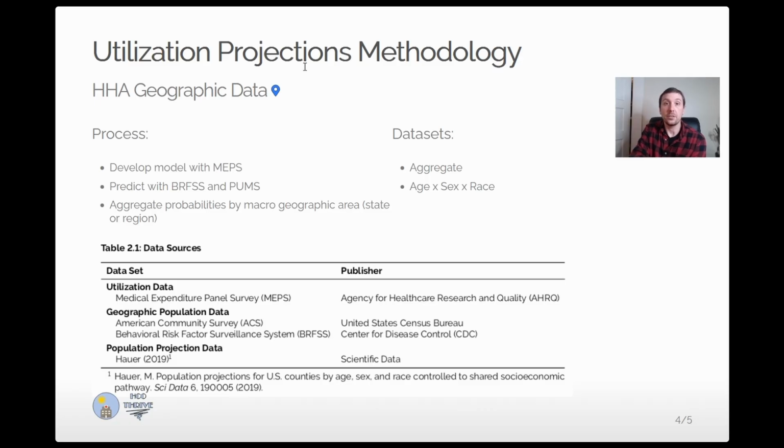Then after utilization was estimated, we aggregated up the probabilities by macro geographic area and then multiplied that with population projections. And this resulted in a couple data sets. One was aggregate, so utilization across all demographics, and another one is done by age, sex, and race.